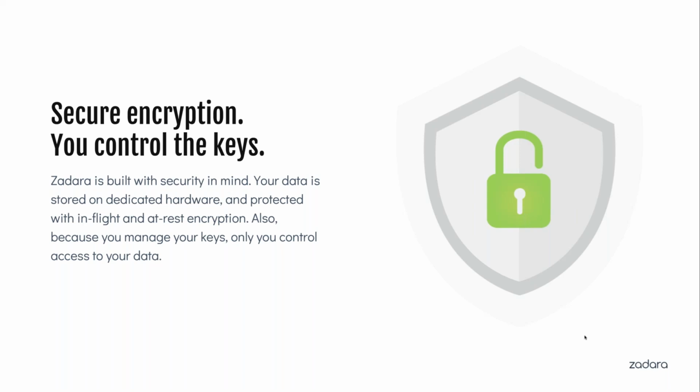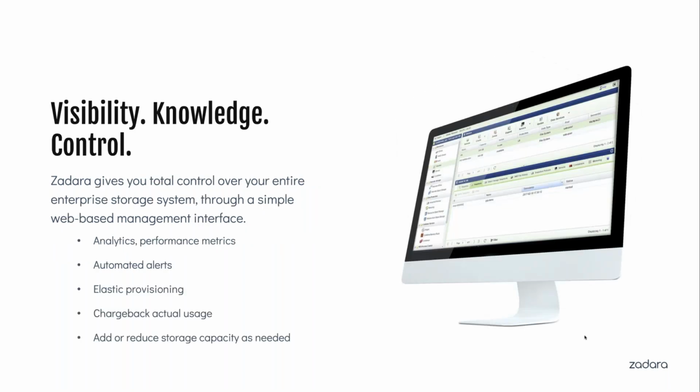But first and foremost, security matters. We know that, you know that, and it's important to point out that in addition to being stored on dedicated hardware, we also have in-flight and at-rest encryption, and most importantly, you manage your keys, so only you control access to your data. That is something that we think is fundamental to the nature of our system, and another example of how we really try to deliver on the promise of control with agility.